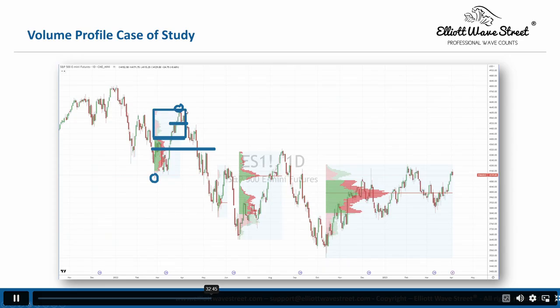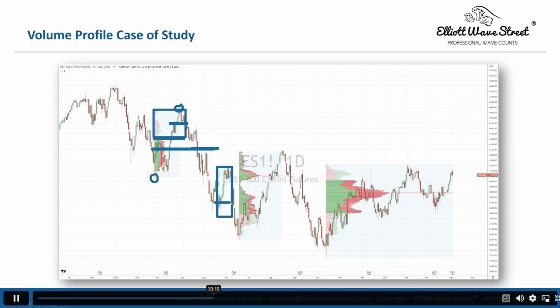I can add other tools to my narrative. But I can't go long, because I know that sooner or later the price is moving back to the point of control. So this is a selling area. The price moves back to the point of control, drops, and here creates another corrective leg. Here is the point of control.